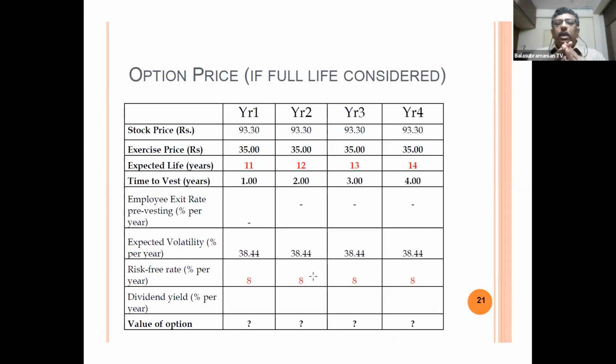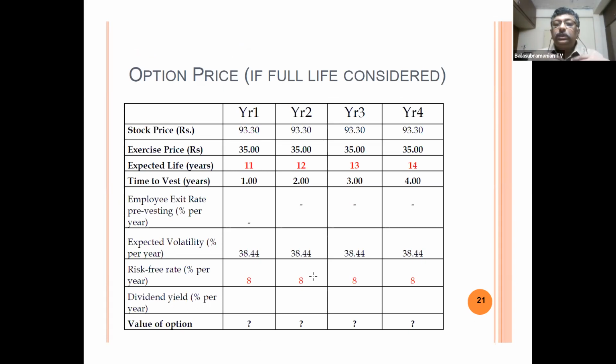Now, instead of this, if we had gone by the full life, the scheme says 10 years from the vesting. So if I take the full life of 11, 12, 13, and 14 years, and I'm just assuming a risk-free rate of 8, because risk-free rates are much higher at higher tenures. For simplicity's sake, I have just taken the same for all the 4 years. Actually, it could vary there also. What could be the value of option and what could be the implication?